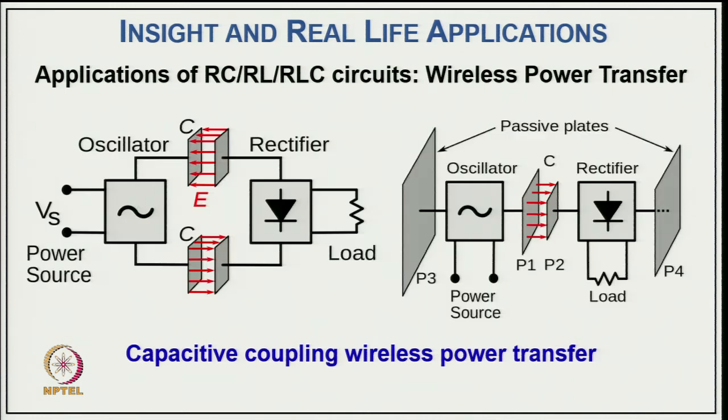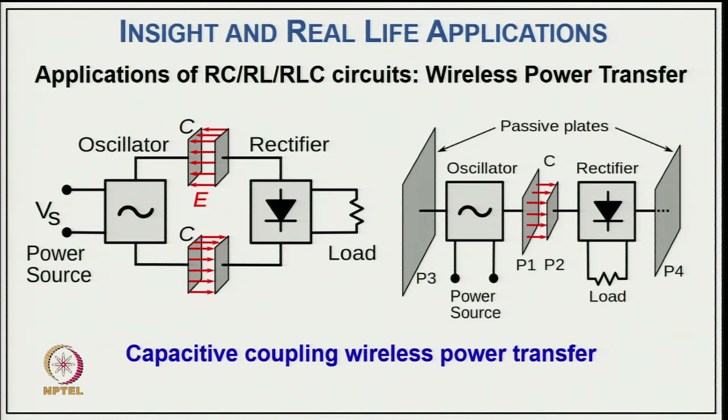Another concept, which was typically magnetic, is now also capacitive coupling wireless power transfer. In that case you have a power source followed by a couple of capacitors through which energy is transferred, followed by the rectifier, because this is high frequency. You can see that these 2 capacitors can be represented symbolically as 1 capacitor.